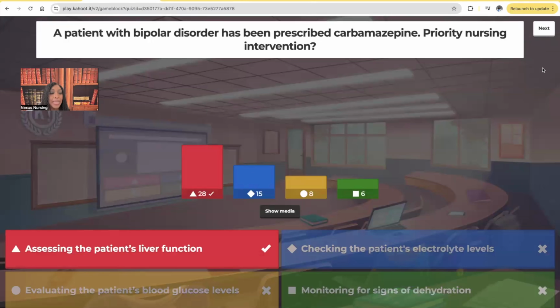Very good. Assessing a patient's liver function. Wow, 15 of you chose blue. What's blue? Checking the patient's electrolyte levels. I think you're still thinking of lithium when I was telling you about the sodium. We're not talking about lithium, we're talking about carbamazepine, okay? So it's not that. Evaluating the patient's blood glucose levels, that would be if we gave the patient something like insulin, and monitoring the patient for signs of dehydration, that would be if we gave the patient something like a diuretic. But we're talking about carbamazepine.